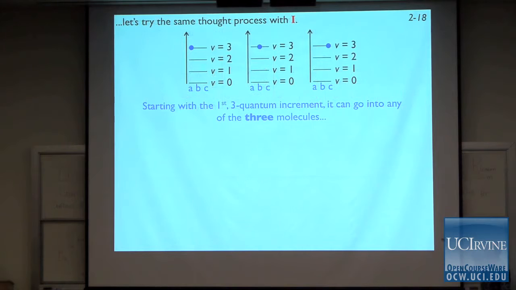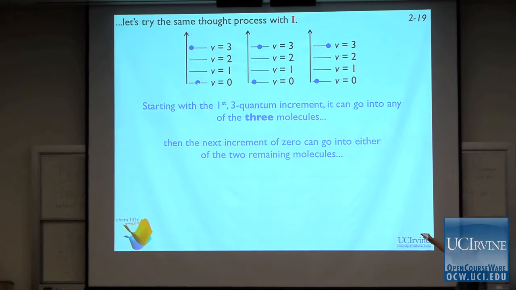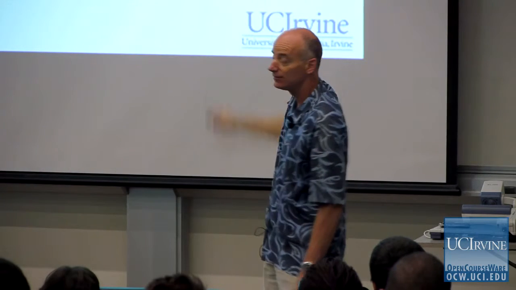What about configuration 1? Configuration 1 was 3 quanta and 0, 0. All right, starting with the first, I can put the first one in A, B, or C. This time I relabeled these. Then the next one can go into B here. In this case, it could go into A because I already put the 3 quanta into B. In this case, it can go to A because I already put the 3 quanta into C.